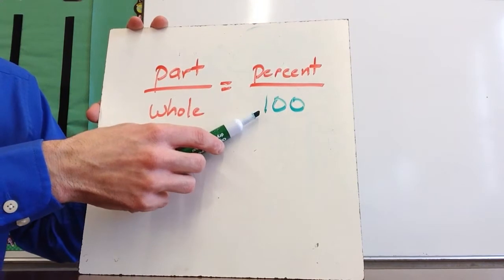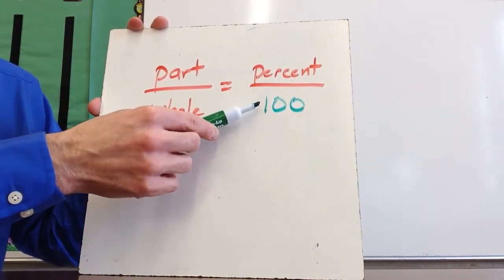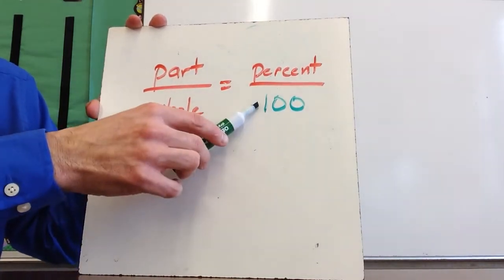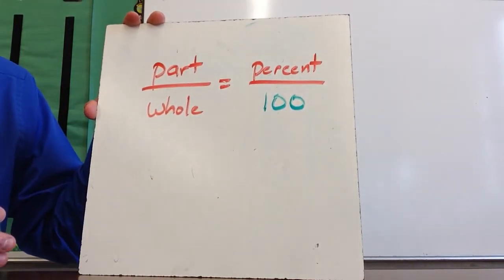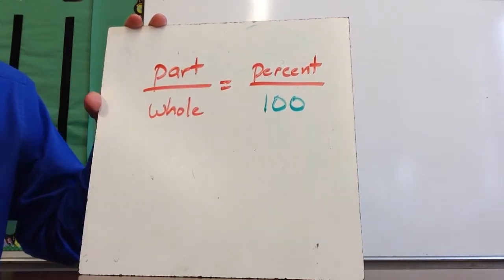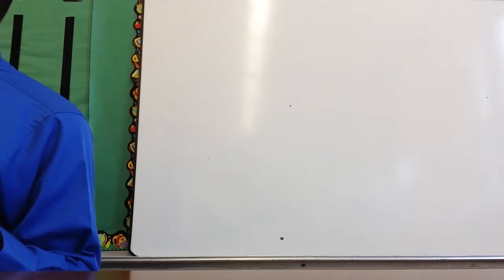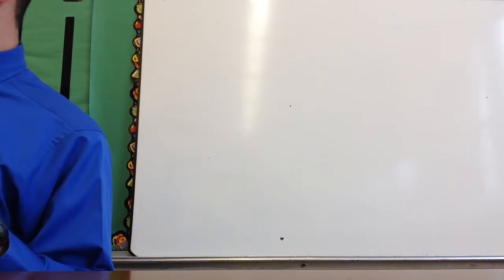The reason why the green is in a different color than the part, the whole, and the percent is the 100 will always be there. So this number immediately goes there, and I'm going to show you how I like to set them up. And then it's determining part, whole, and percent. And there are some hints that you can use along the way. So let's start with the first problem.